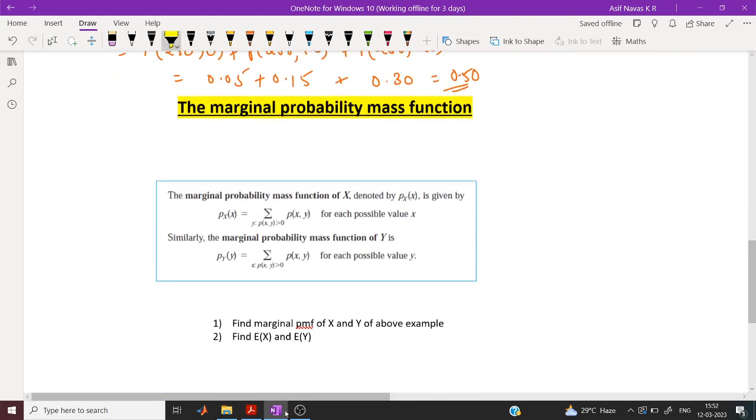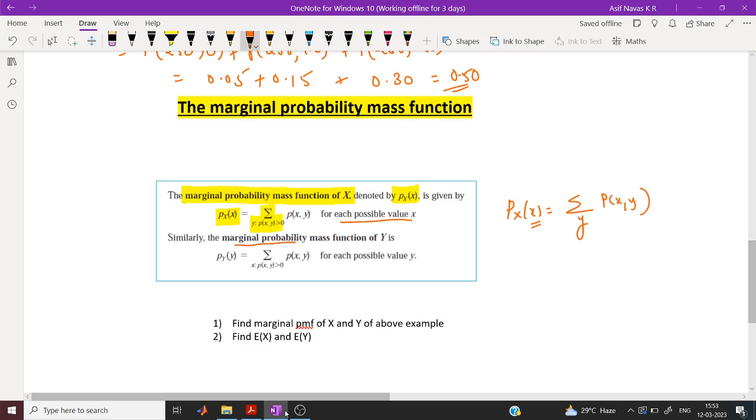Next we will discuss the marginal probability mass function. The marginal probability mass function of X, denoted by Px, is given by Px of x equals the summation over y of p of xy, for each possible value of x. That means we fix x, vary y, and add the probabilities.